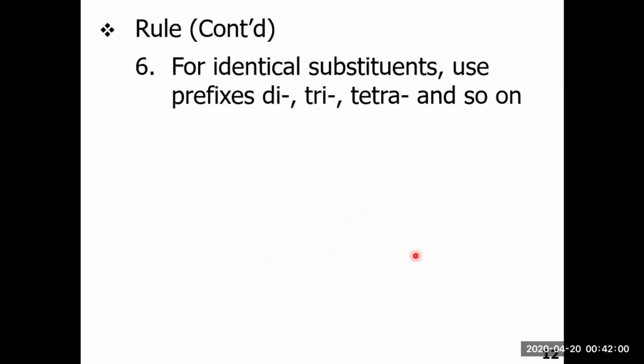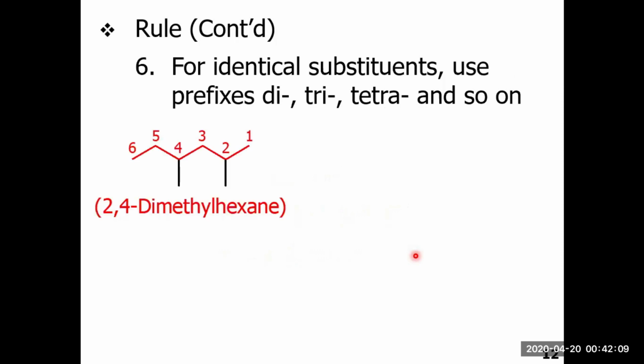Now, the sixth rule basically tells us that if we have identical substituents, then we use di, tri, tetra, and so on. I think I've mentioned this one earlier. So, for example, if I have this, it's 2,4-dimethylhexane. Why hexane? Because obviously the parent chain has 6 carbons. That's the longest continuous carbon chain. Numbering starts at the end nearest the first branch point. So I will start numbering on this carbon: 1, 2, 3, 4, 5, and 6.